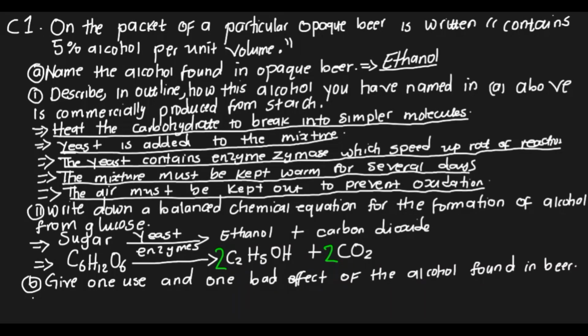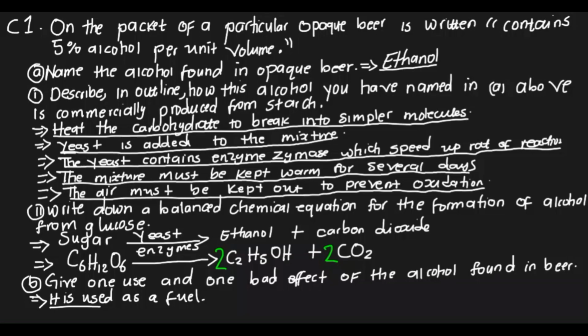Then let's move on to question B. Give one use and one bad effect of ethanol, the alcohol found in beer. So we want to give one use of ethanol and also a bad effect of ethanol. One use of ethanol is that it is used as a fuel.